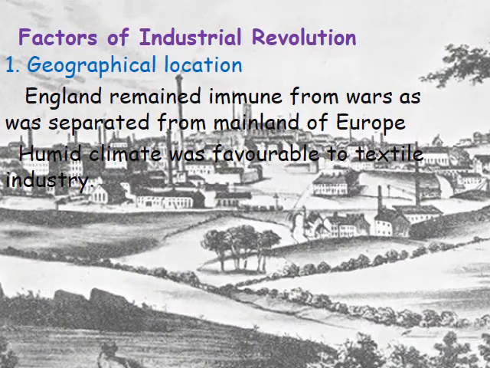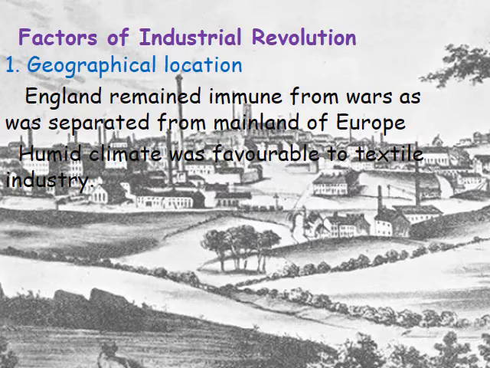Major factors of the Industrial Revolution. In this we are going to talk about why the Industrial Revolution began in England. The first point is geographical location. The geographical location of England greatly helped the Industrial Revolution.